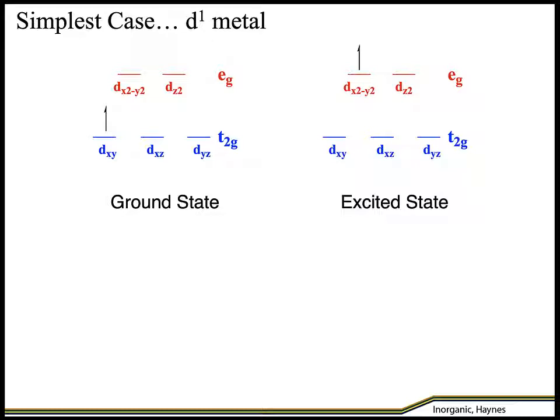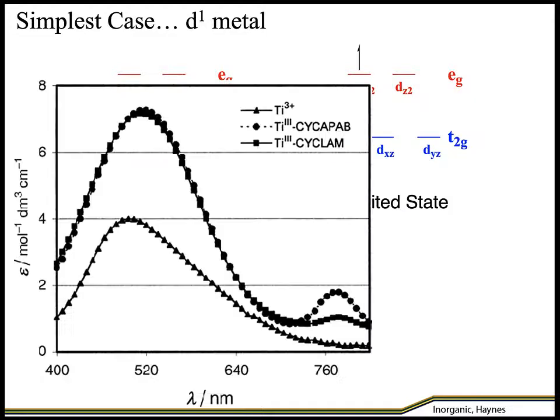And in fact, let's say, for example, we look at a titanium 3 plus case and we look at the absorbance spectrum. We do, in fact, see one principal absorbance in the titanium 3 plus absorbance spectrum. So this peak here at about 520 nanometers under these different conditions corresponds to that d to d transition, right? That t2g to eg transition in our metal complex.